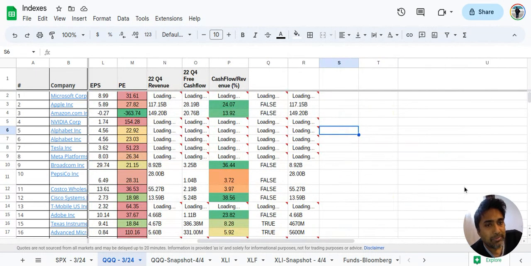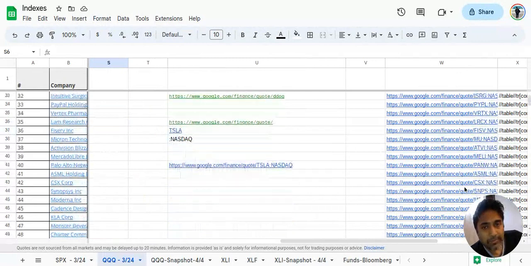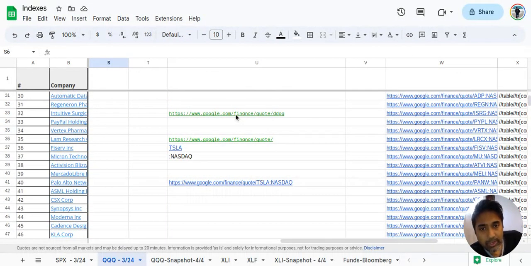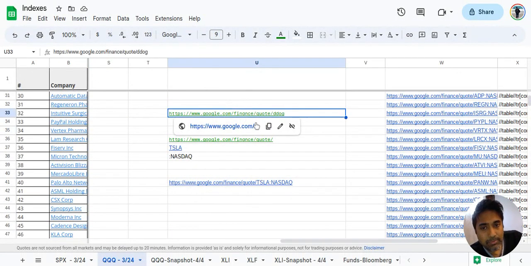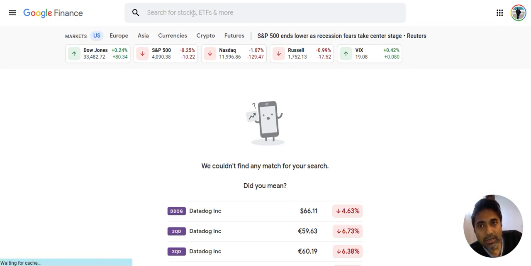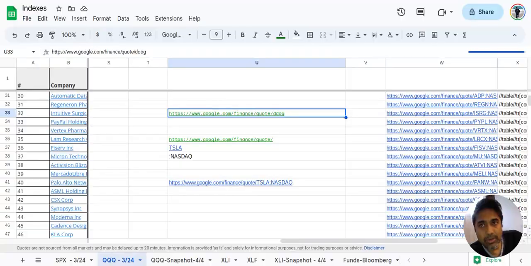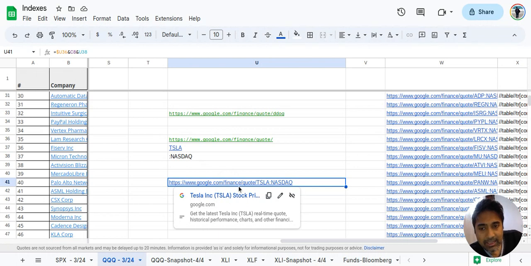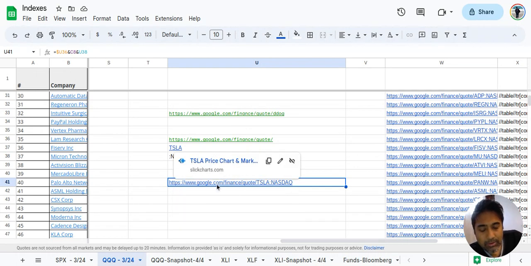So for example, in my case, I want to get a code for this, right? So you want to go there, you can click on this and it's going to go to this function. Maybe this is not the one that I was looking for. Okay, let's say this one, right? Tesla, Nasdaq.